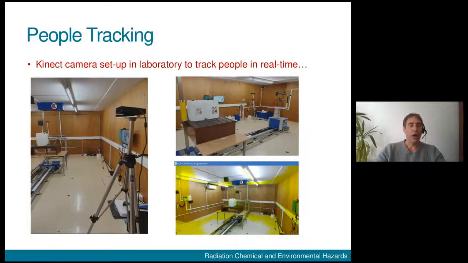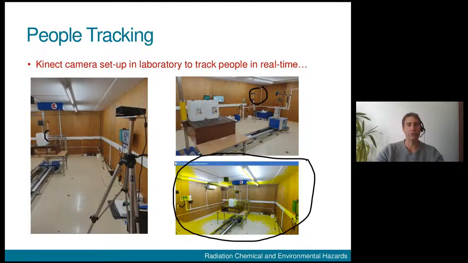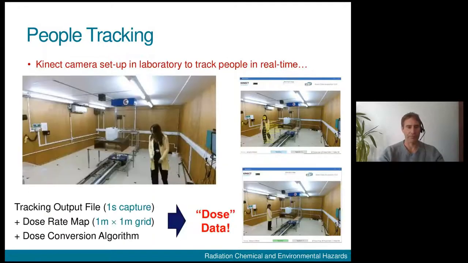Okay, so with the field map derived from the Monte Carlo, we're able to test it. We had to put somebody in the field. So we set up the Kinect camera in the laboratory to track the people. So we can see over here the water tanks and the field here, and the Kinect camera over here in the bottom right. This is what the camera is seeing. So we can imagine as an individual moves around within this field, it should be able to track them.